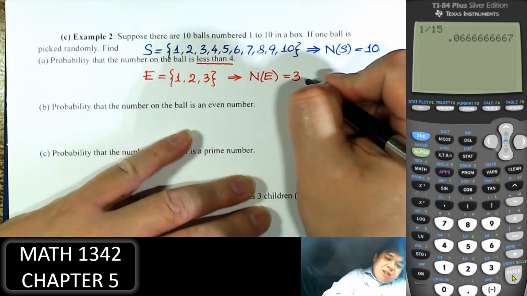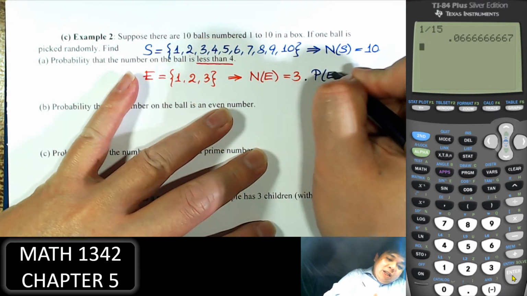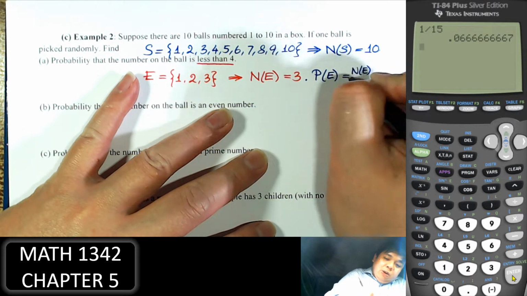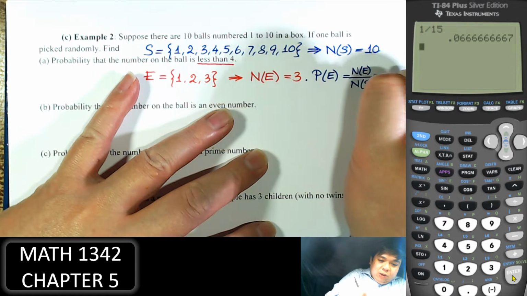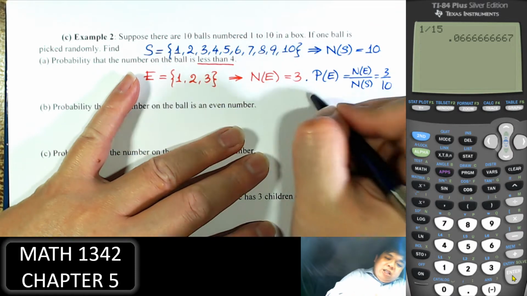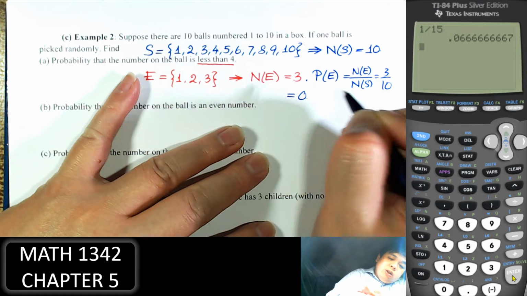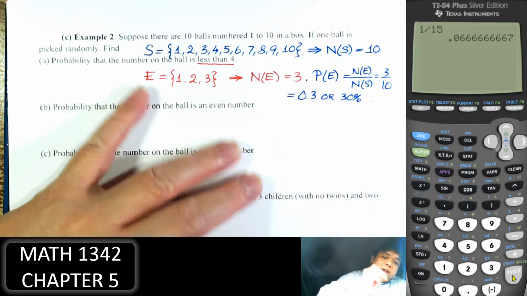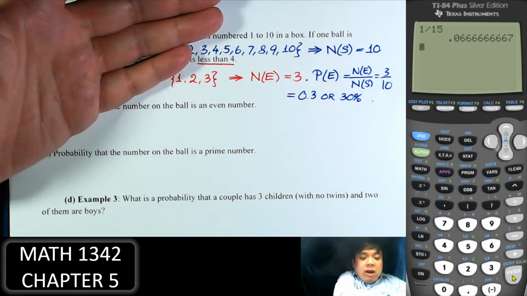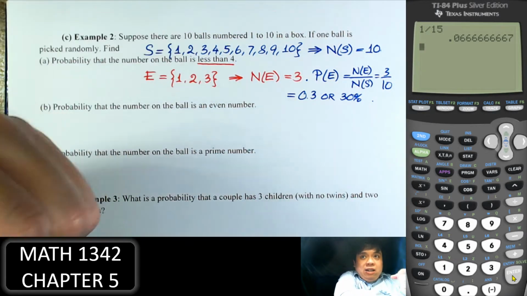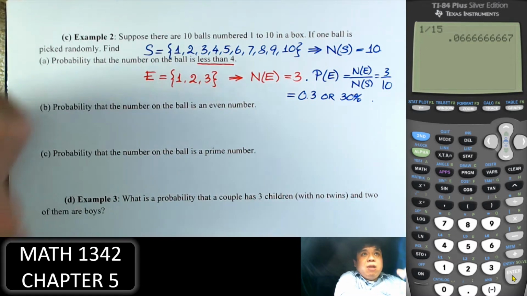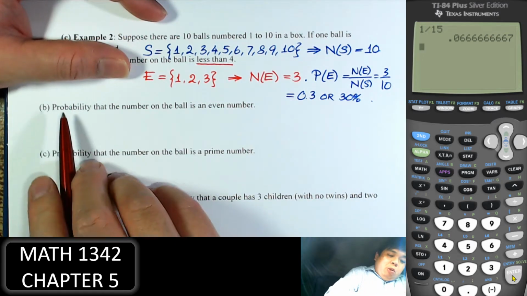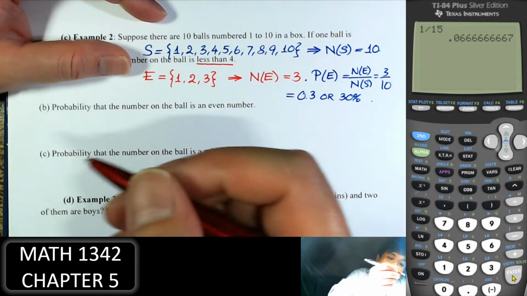Because of that, the probability of getting event E is just n of E over n of S, or 3 over 10. Of course, 3 over 10 we can write as 0.3 or 30%. Either way, we count how many we have in the sample space and how many we have in the event, and divide the number in the event by the number in the sample space.